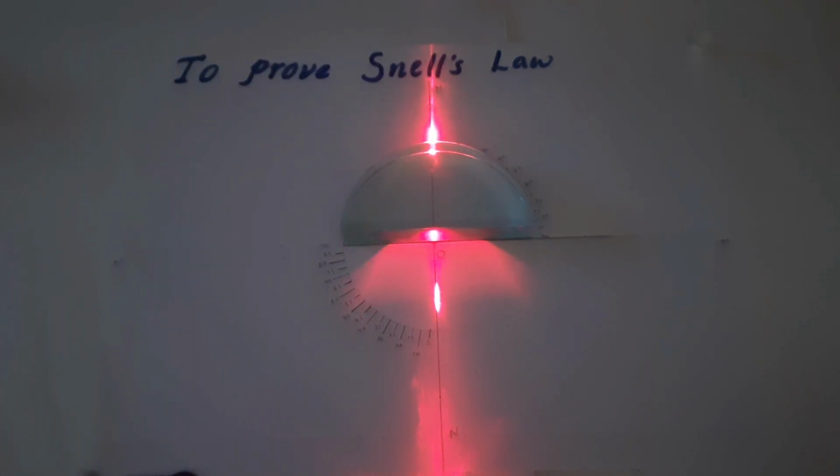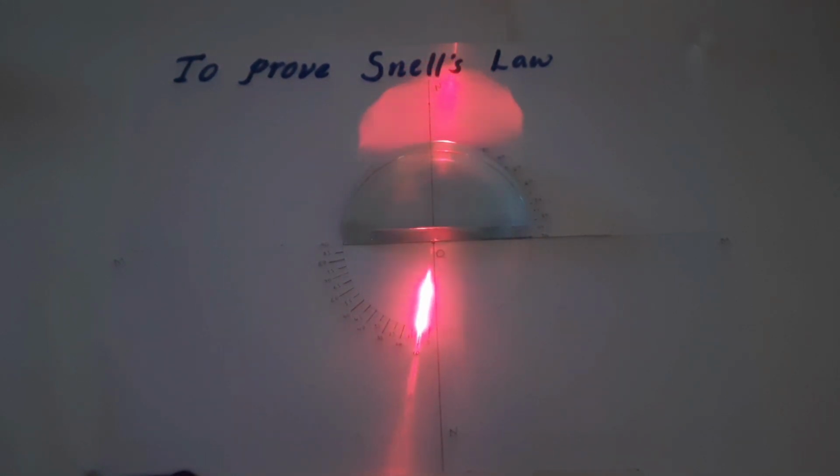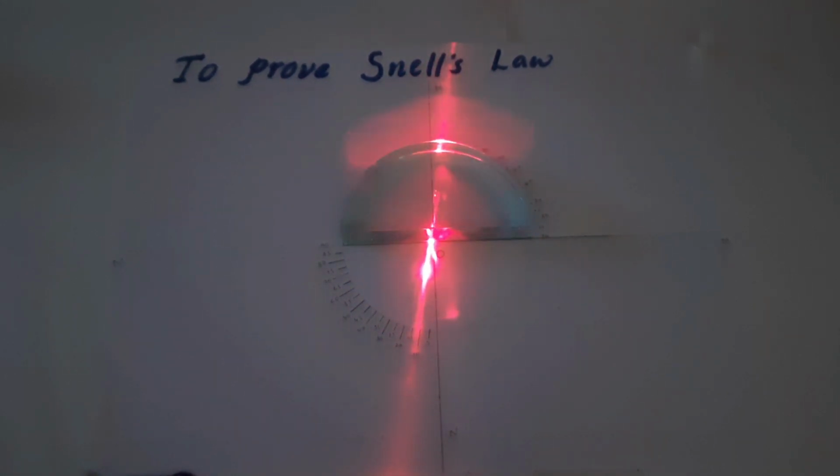So I incident the light along the normal. We know when the light ray is incident along the normal, no refraction takes place, so it goes in a straight line. Now I am incidenting the light at an angle of 10 degrees. You can observe that some of the light is getting reflected into the same medium and some of the light is coming out from the other side of the semicircular glass slab.